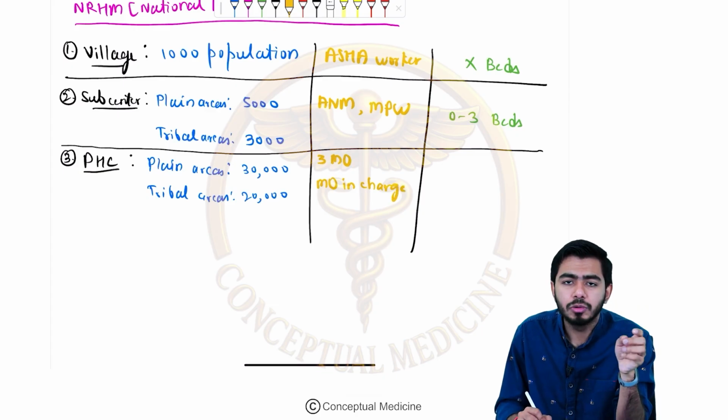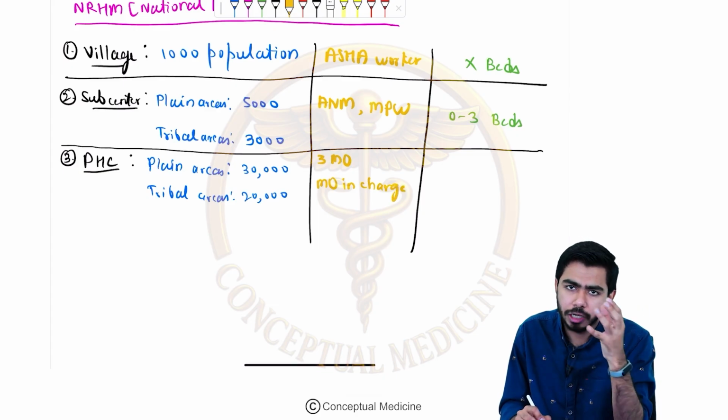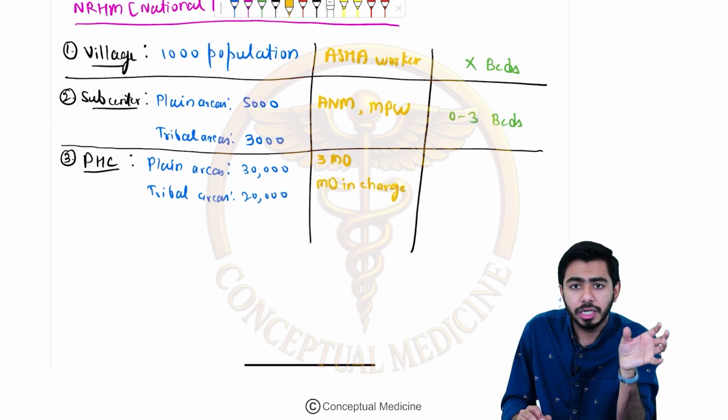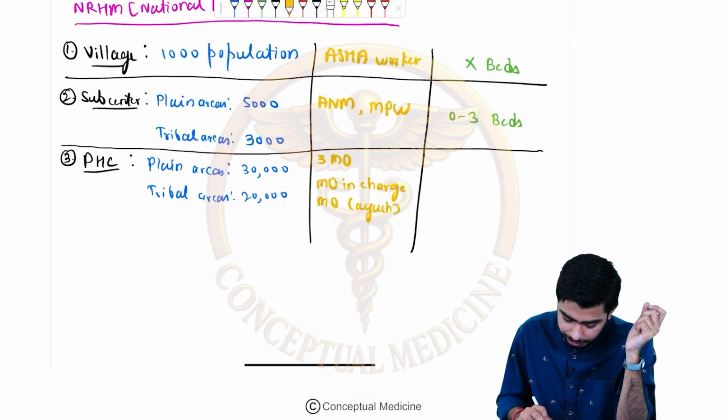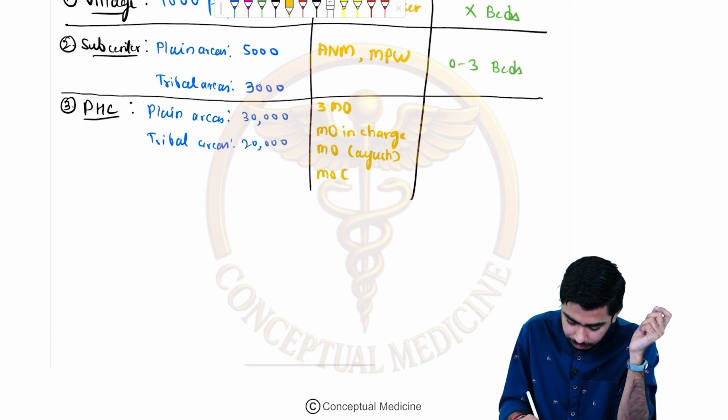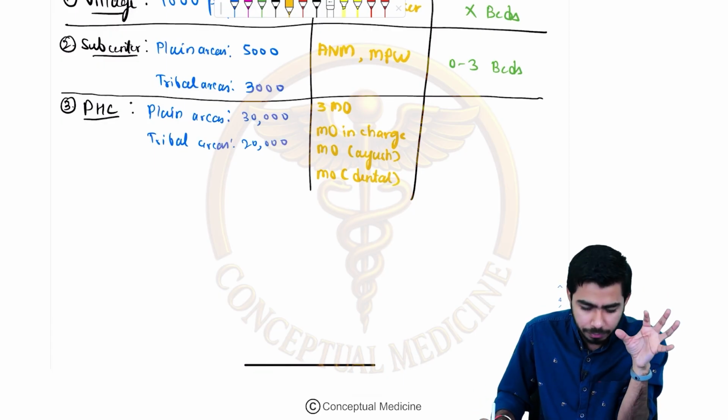Then there could be the medical officer from the Ayush department. So an Ayush MO would be there, Ayurveda, and one from the dental department. So 3 MOs might be present over there at the level of PHC.